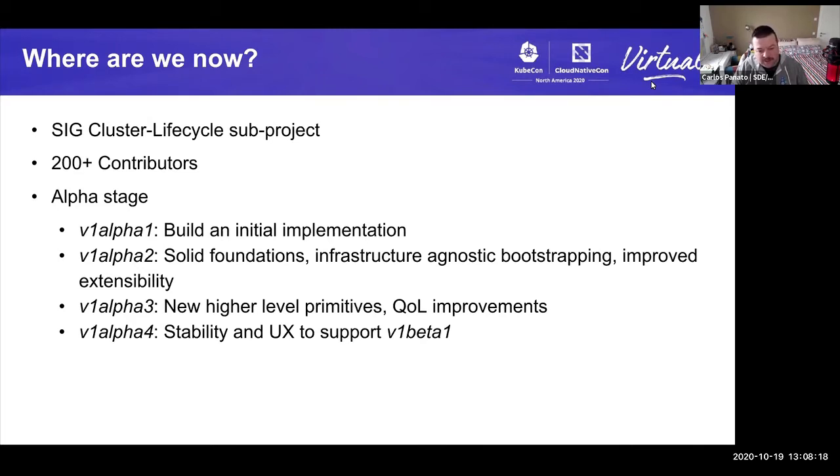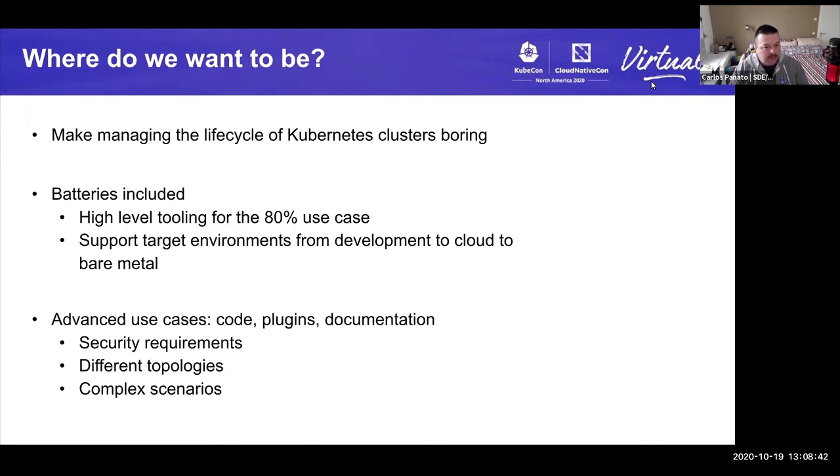And now we are aiming for alpha 4 with more stability, with no more breaking API changes, and supporting a lot of UX improvements to make it easier for the people who are going to use it, and also to support the v1beta1 transition for next year. Where do we want to be? The idea of Cluster API is making the management of the lifecycle of Kubernetes very boring, and making it easier for people to use Cluster API and manage their clusters. We also have a lot of support and use cases, like you can write your own plugin, you can write your own providers. And the idea is also to support security requirements and different topologies in different complex scenarios as well.